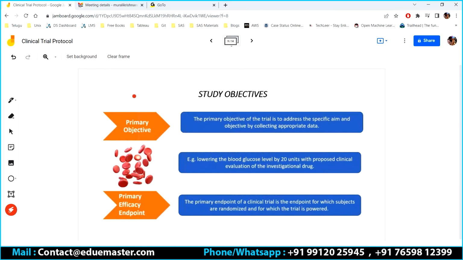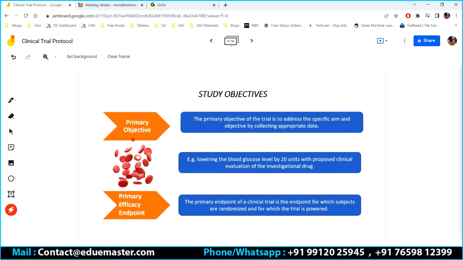For primary objective, what is the efficacy endpoint? Efficacy endpoint is nothing but the way we are going to measure the efficiency. You can understand in that particular way. This is the highest parameter for identifying at the same time for measuring your efficiency. Let's talk about the objective first, then we talk about the efficacy endpoints.